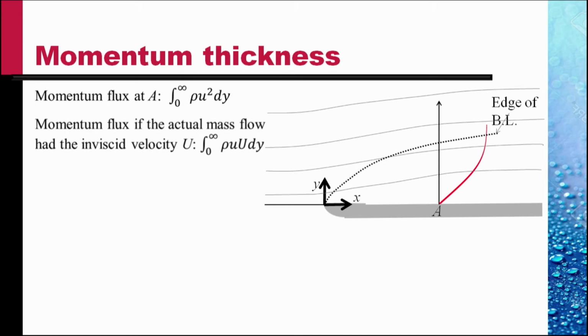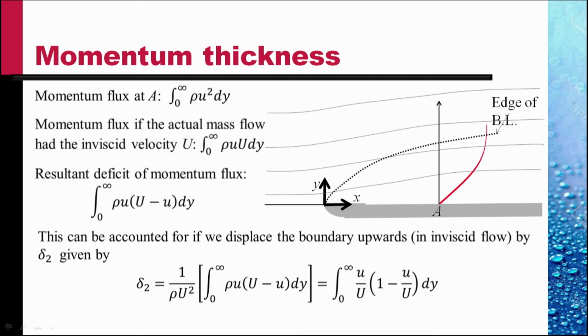Now, the momentum flux, if the actual mass flow had the inviscid velocity capital U, would have been the integral from 0 to infinity of rho u U dy. That is the mass flow rate rho u dy multiplied by the inviscid velocity capital U. This results in a deficit of momentum flux of the integral of rho u times (U minus u) dy. This can be accounted for if we displace the boundary, that is the plate, upwards in the inviscid flow by an amount delta 2, given by delta 2 equal to 1 by rho U squared times the integral from 0 to infinity of rho u (U minus u) dy, which can be written in this manner.